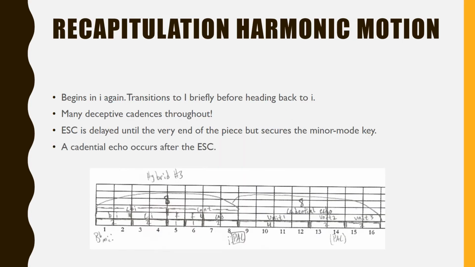And so here we are back at the recapitulation. Again, it starts in 1, B flat minor, and transitions briefly to B flat major just for a moment, really only one phrase. And then throughout the whole thing, there's a lot of deceptive cadences, especially in the coda at the end, where Ewald is trying to keep pushing off the ESC, and that's what he uses to really get around that.